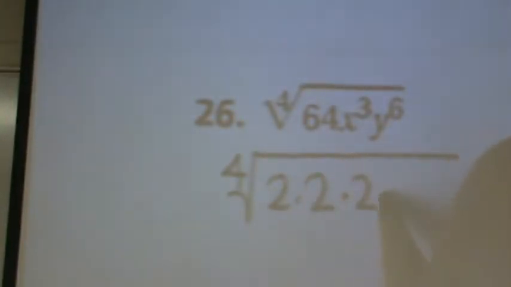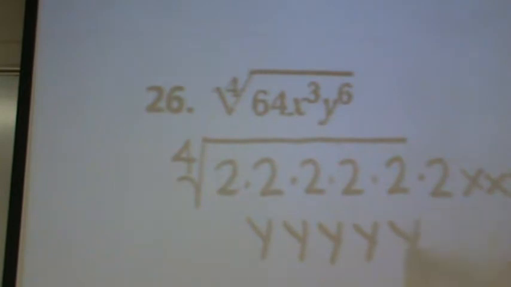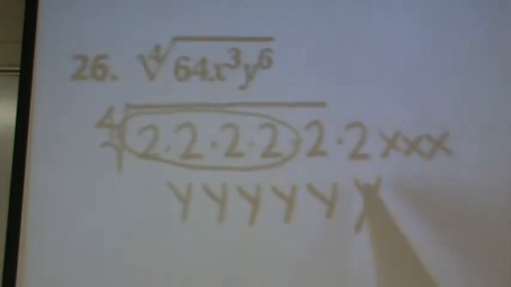26. 2 times 2 is 4, times 2 is 8, times 2 is 16, 32, and 64. And we've got 3 x's, and we've got 6 y's. 1, 2, 3, 4, 5, 6. So we'll pull the 4 y's, or 4 2's, and the 4 y's.